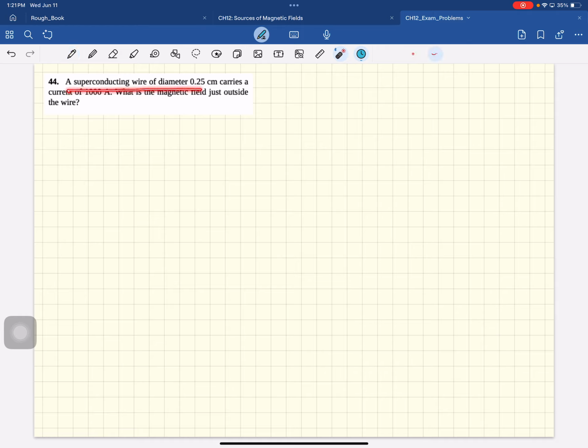A superconducting wire of diameter 0.25 centimeter carries a current of 1,000 amps. What is the magnetic field just outside the wire? Okay. So you have these things, just outside of Philadelphia, they have a superconducting wire carrying a current into the city or something like that. And so that's where you would see an application like this, 1,000 amps and stuff.